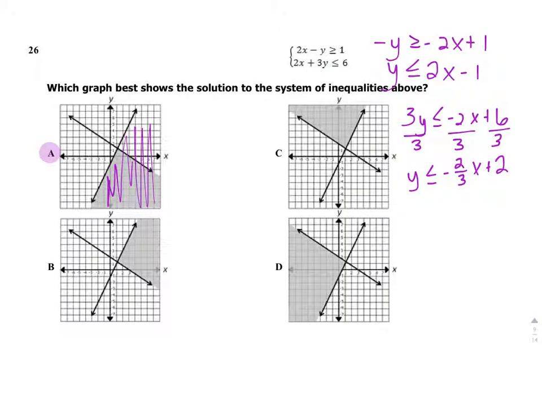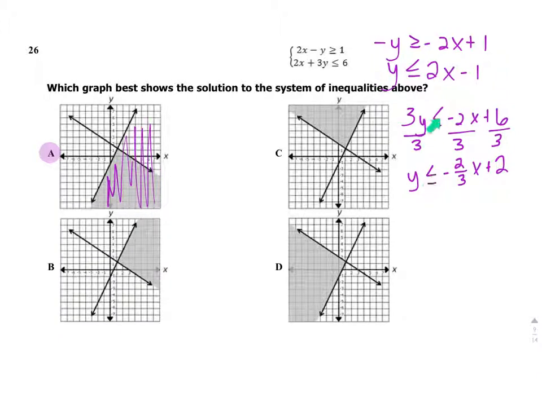Which graph best shows the solution to the system of inequalities above? Again, I needed to take the system of inequalities and solve for y. So being able to solve for y like that means that I now know the y-intercept and the slope, and then I'm shading below for this one. So y-intercept negative 1, positive 2 slope, shading below. And then this one I have a negative slope, positive 2 y-intercept, and we're also shading below. And the only one of the 4 that has both of the inequalities shaded below is A.